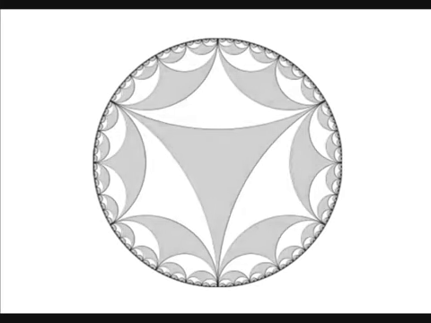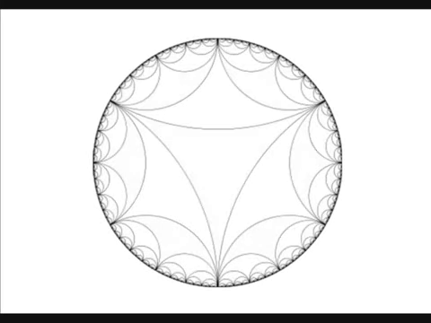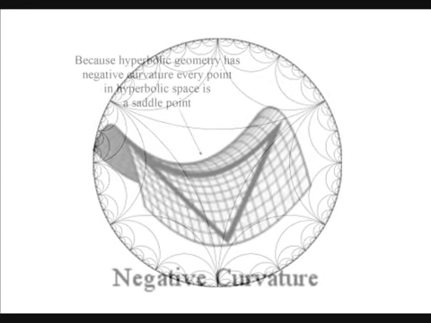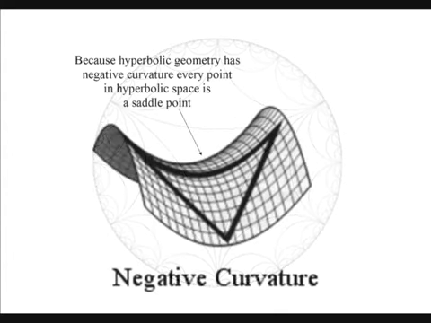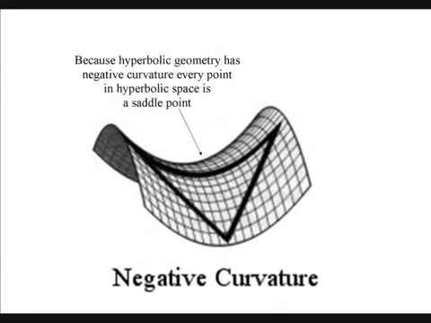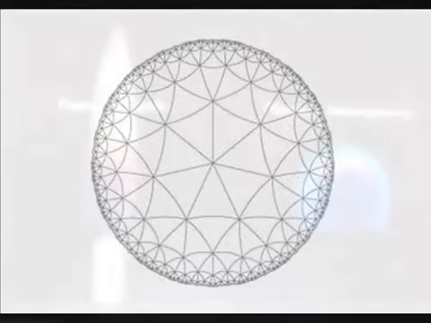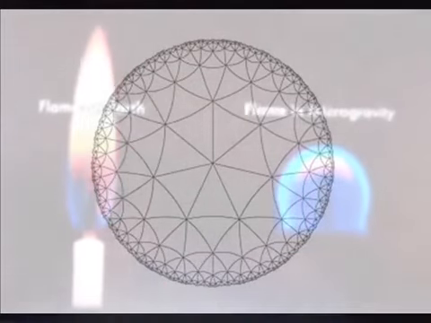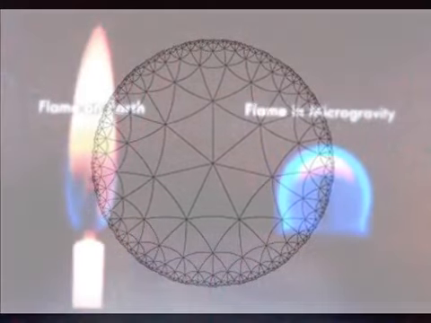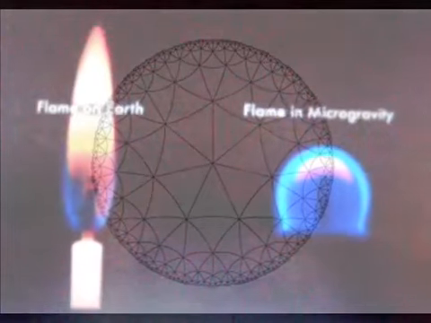space and time. Because hyperbolic geometry has negative curvature, with every point in hyperbolic space being a saddle point, we are going to need a dynamic process that naturally forms negative curvature in three-dimensional space. This can be formed by a very simple process of spherical symmetry forming and breaking.